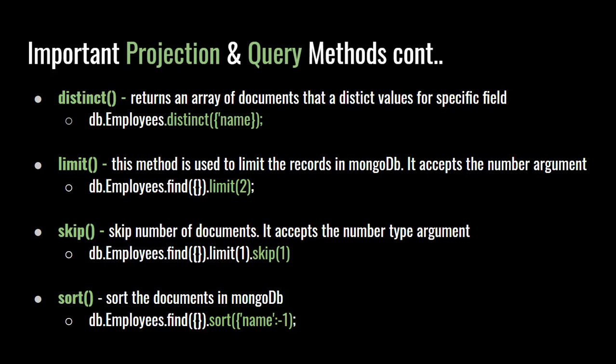Limit, as we might have talked about. You could find everything, but just limit to 2, right? It accepts the number. Skip is the same thing. It skips a certain number of documents. So if you limit one and you skipped one, I guess you get nothing. You get nothing because you limited one, you skipped it.